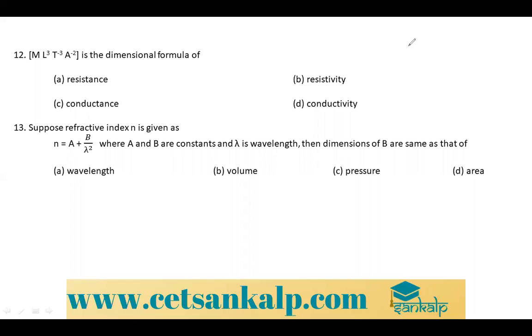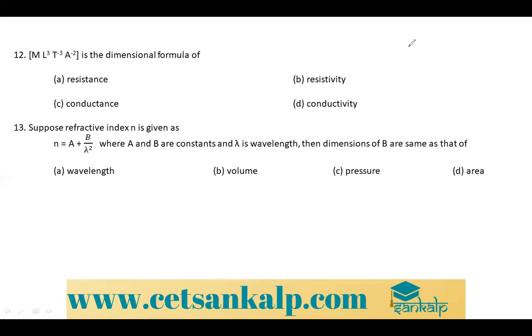So the next problem here, they have given M to the power 1, L to the power 3, T to the power minus 3, A to the power minus 2. So is the dimensional formula for which quantity? Since it is a direct question, you can write resistivity as the final answer. I hope you are clear with that. Now we'll see the next problem.